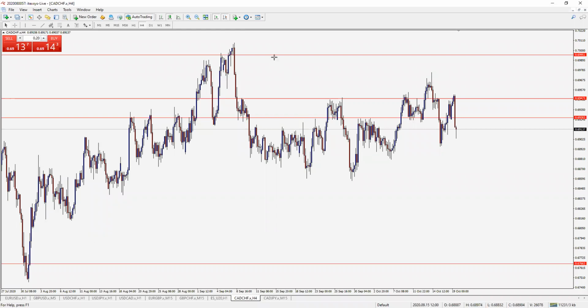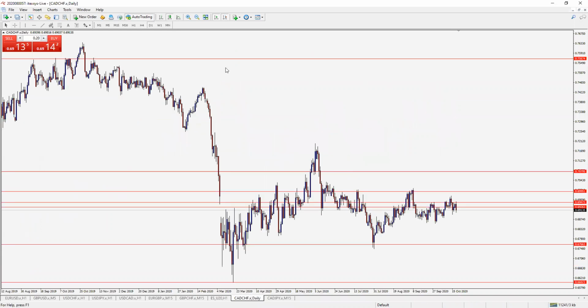So I will sell here on the first touch. I will buy here on the first touch. That's my opinion, at least for this chart. This is the daily chart. The conclusion remained the same.